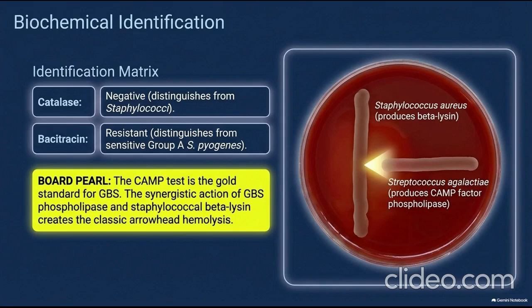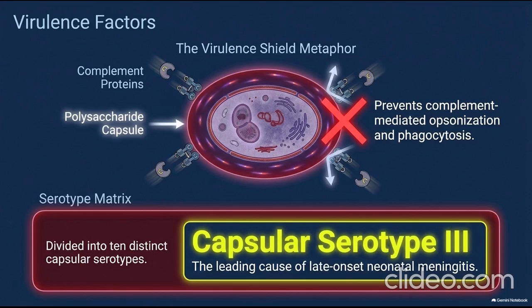Point number 5. Virulence factors. Why is this pathogen so dangerous to neonates? GBS possesses an arsenal of virulence factors, but the absolute king is its capsular polysaccharide. This capsule forms a highly organized physical barrier that wraps around the bacterial cell. Its primary function? It prevents complement-mediated phagocytosis. Without opsonization, the host immune cells cannot recognize or engulf the bacterium, allowing GBS to survive and replicate freely in the bloodstream.